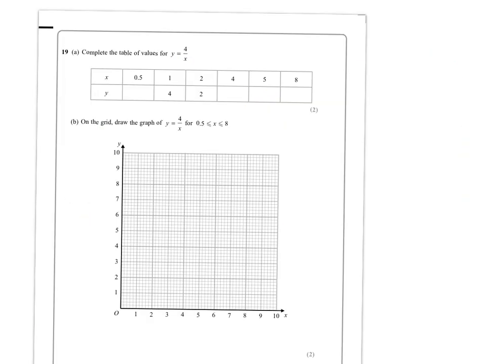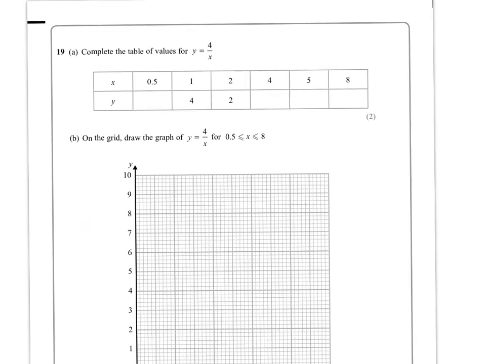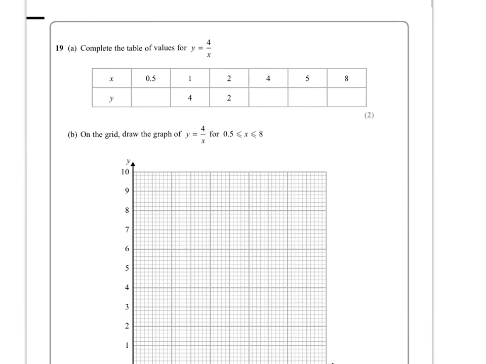So for this question, we want to try and complete the table of values for this hyperbolic graph here. Now, as x gets bigger, y will get smaller. Just try and think of it as 4 cakes and x amount of people. The more people that turn up, the less of a cake you're going to have. So y is going to be 4 over x, and that's going to have not a straight line shape to it.